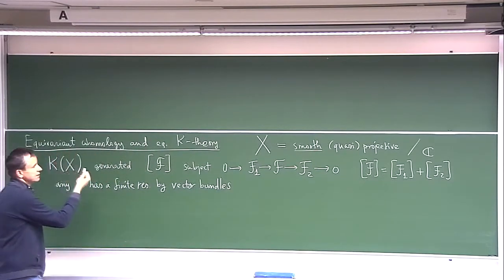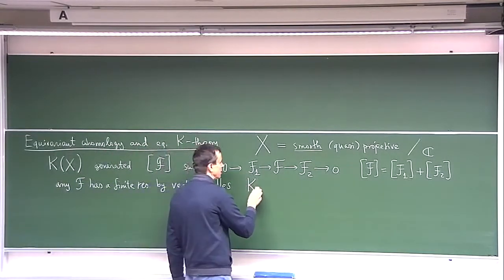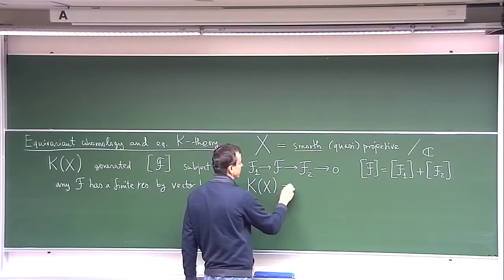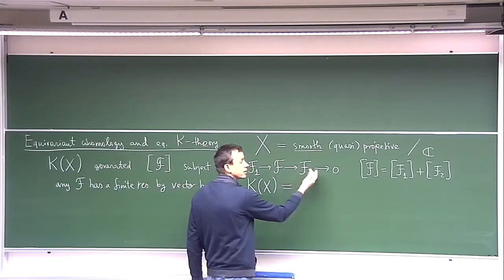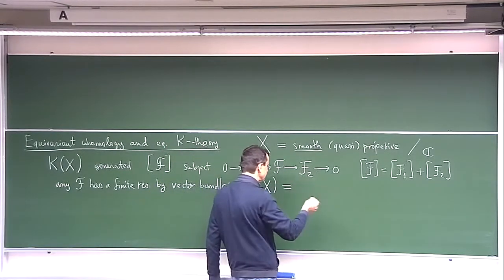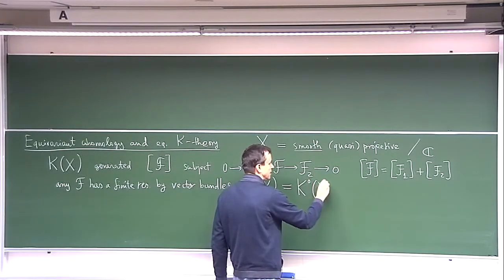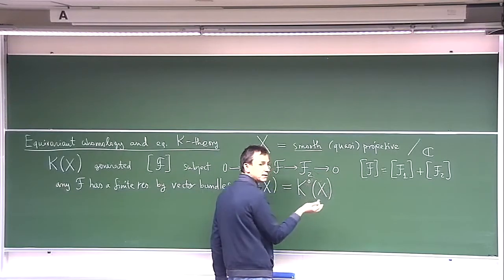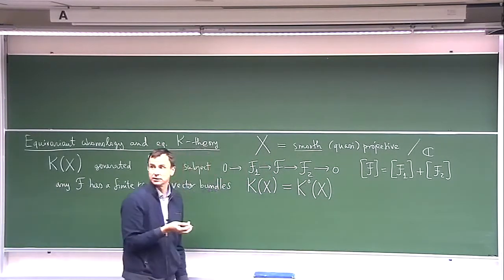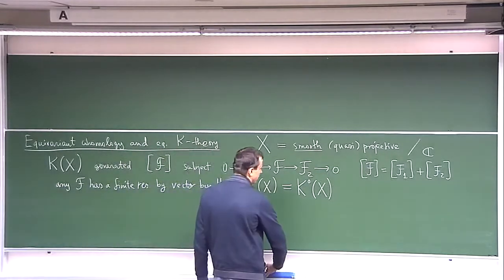And so the K of X so defined is equal to the similar group for vector bundles. You can define a similar group for vector bundles, so it has different notation. Sometimes people write K0 of X. It's the same thing. There are many different ways to denote this. So this means just the K-theory of vector bundles.